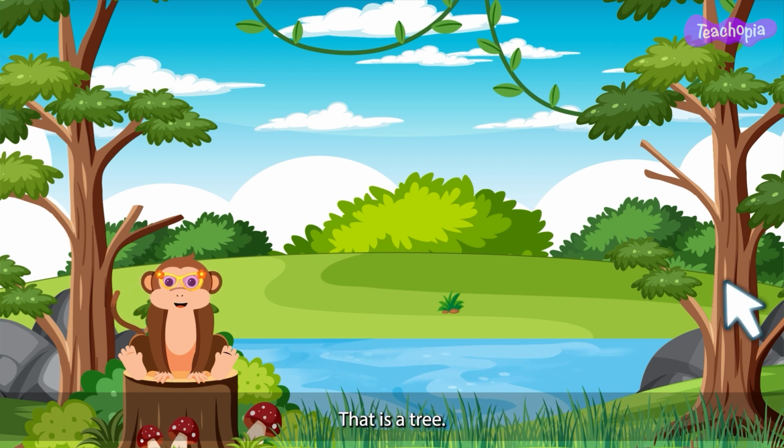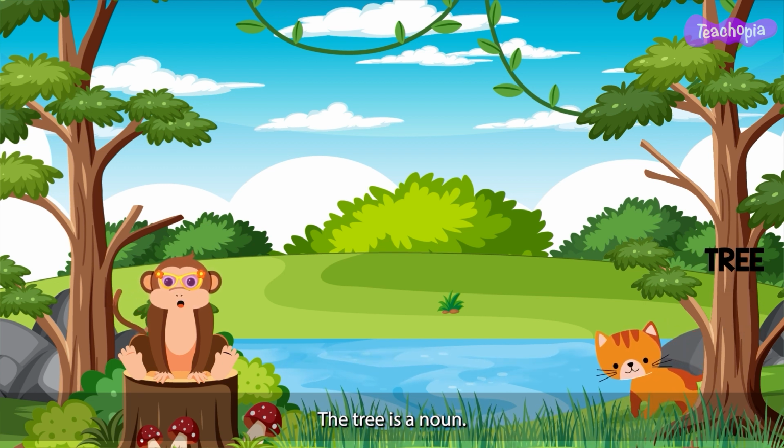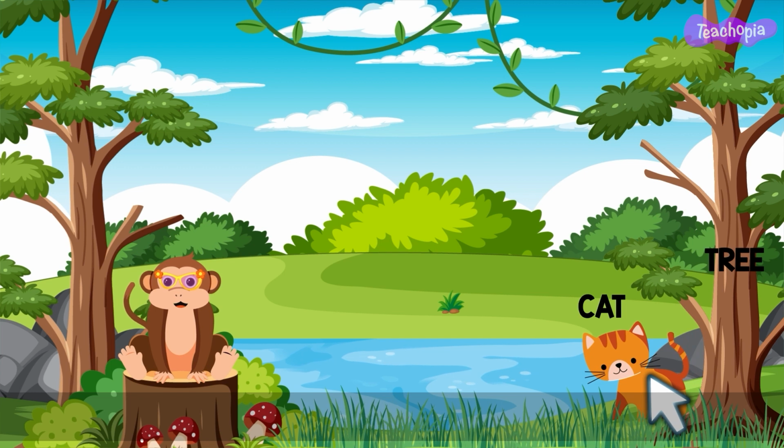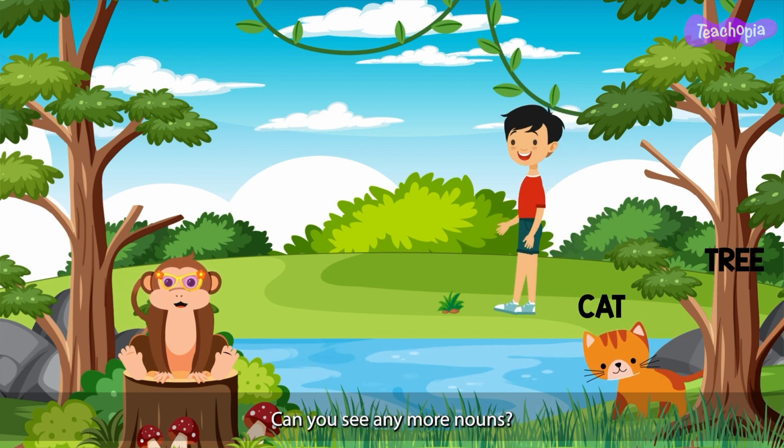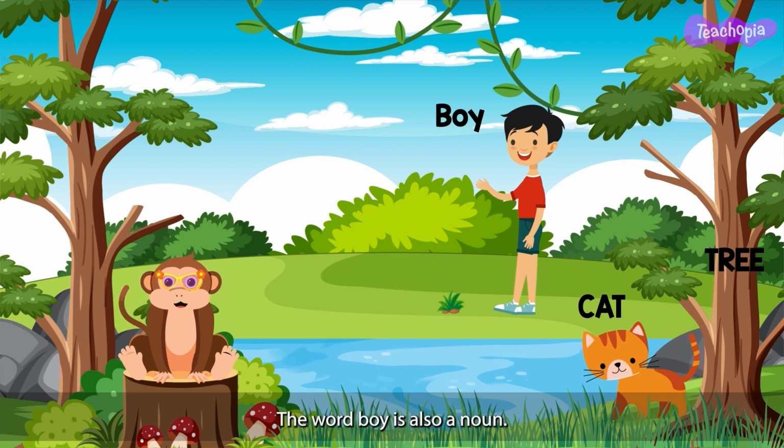That is a tree. Yes, the tree is a noun. That is a cat. Yes, the word cat is a noun. Can you see any more nouns? Yes, the word boy is also a noun. Now, there are different types of nouns. Let's discover them together.